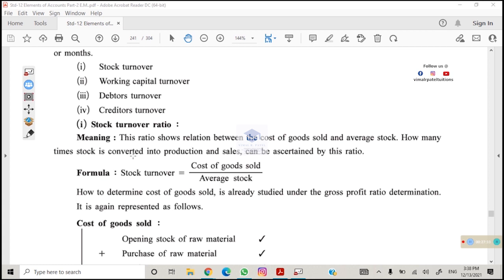Like for an FMCG company, fast moving consumer goods, groceries, day-to-day items, the stock turnover ratio is going to be very high. For any business enterprise which is dealing in high-end equipment, machinery, the stock turnover ratio is going to be very low, because it is not possible to sell numerous machinery or equipment every day, because it will take time to manufacture it and to sell it.